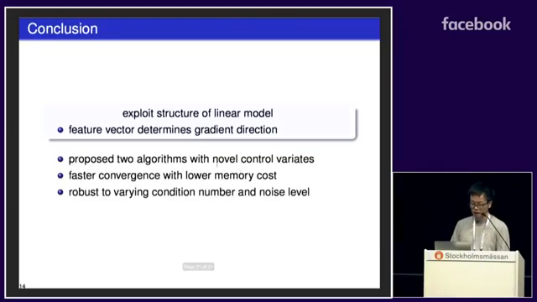So in conclusion, we explore the structure of the linear model. And we proposed two algorithms with a novel control variate. And we have faster convergence rates as well as lower memory cost. And the method is very robust to varying the condition number and the noise level. Yeah, thank you.